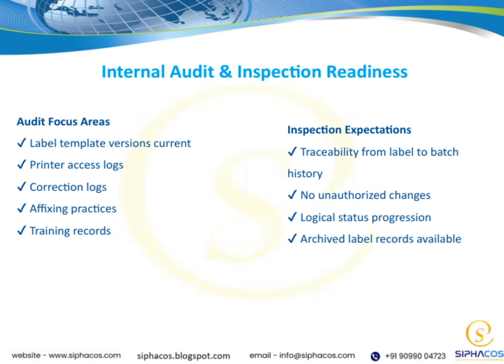Moving on to internal audit and inspection readiness, there are several focus areas to keep in mind. For example, ensuring that label template versions are current prevents outdated information from being used. Printer access logs are important too, as they show who printed labels and when, adding an extra layer of oversight. Correction logs need to be up to date, documenting any changes made to labels or records. We also want to verify proper affixing practices are followed. Labels should be applied correctly without damage or misplacement. And finally, maintaining comprehensive training records is essential, so we know our team is well equipped and compliant.